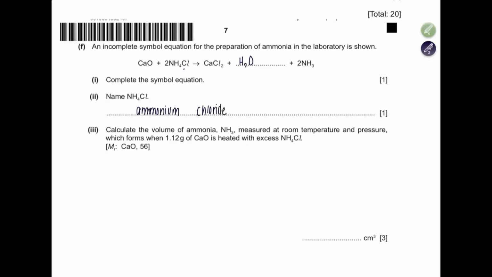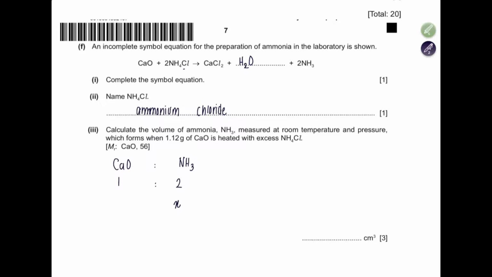Alright, calculate the volume of ammonia, NH3, measured at room temperature and pressure, which forms when 1.2 gram of CaO is heated with excess of an ammonium chloride. So they're saying, calculate the volume of ammonia. What is the ratio between CaO and NH3? It's going to be 1 to 2. We need to find the volume of ammonia.